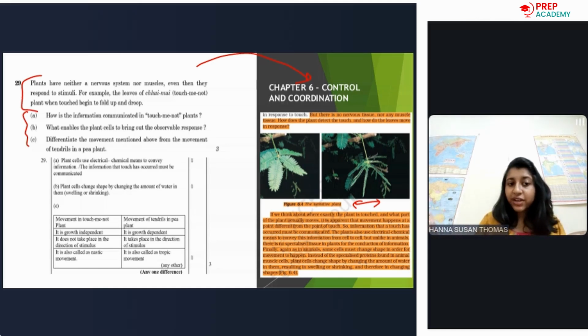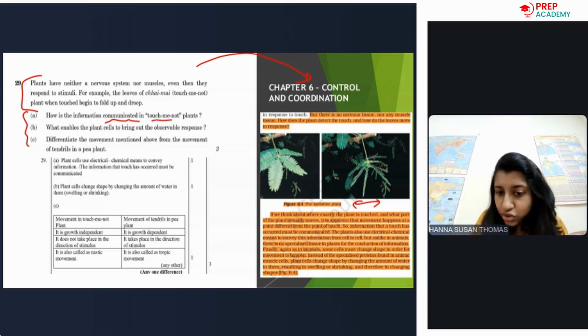First one is, how is the information communicated in touch me not plants? Because plants do not have any nervous system or muscles, right? But they will respond to stimuli, like us, they will respond to stimuli. And what is the reason behind that? So that's the main thing. So how is the information communicated in touch me not plants?